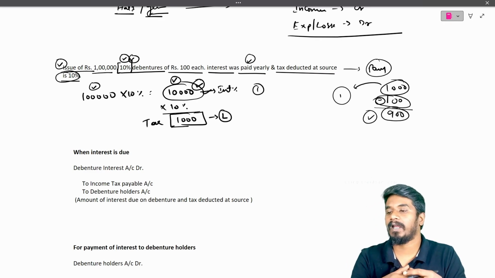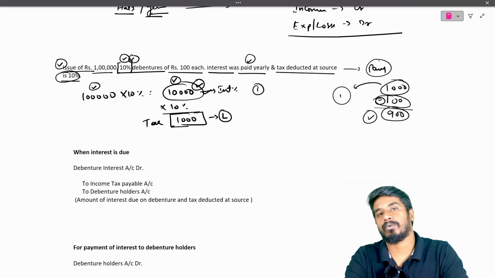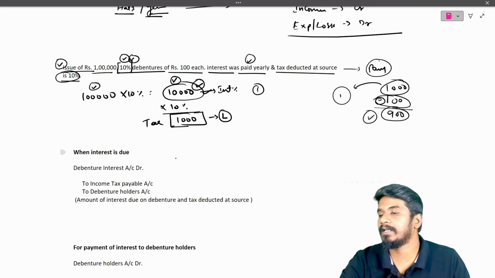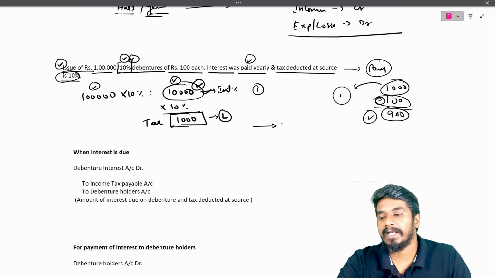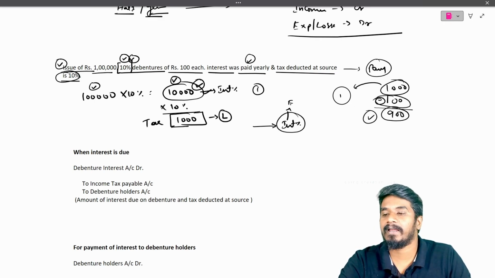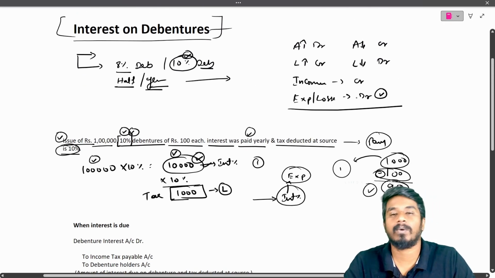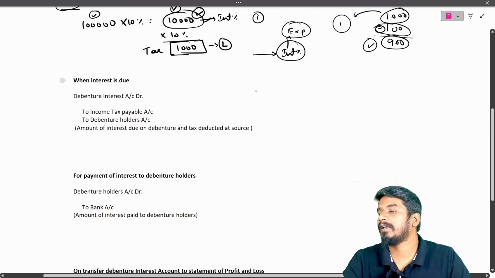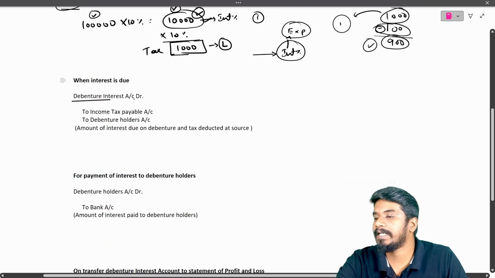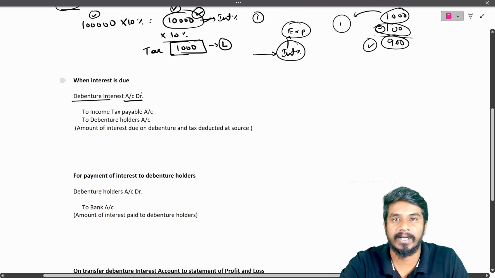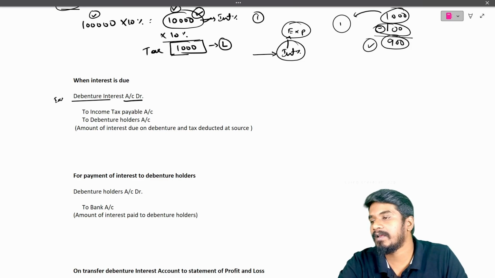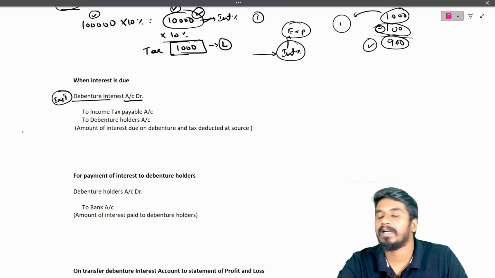So with this, we can go ahead and solve the question. So let us see the journal entries. The first thing, if you need to pay interest, it is an expense for the company. Obviously, if expenses increase, we need to debit it. So the first entry will be: debenture interest account will get debited. Why? Expenses are increasing. Correct.